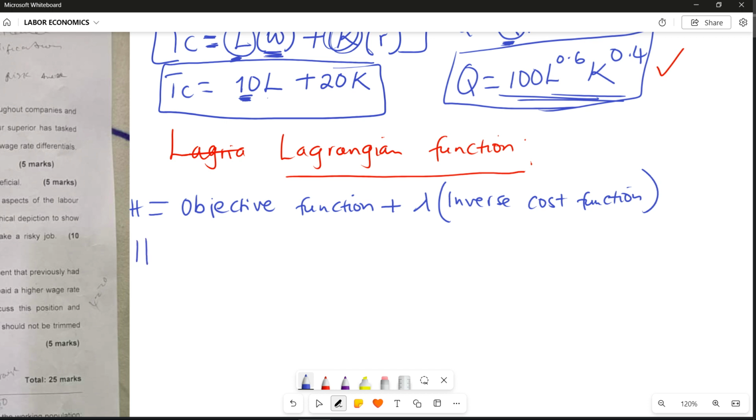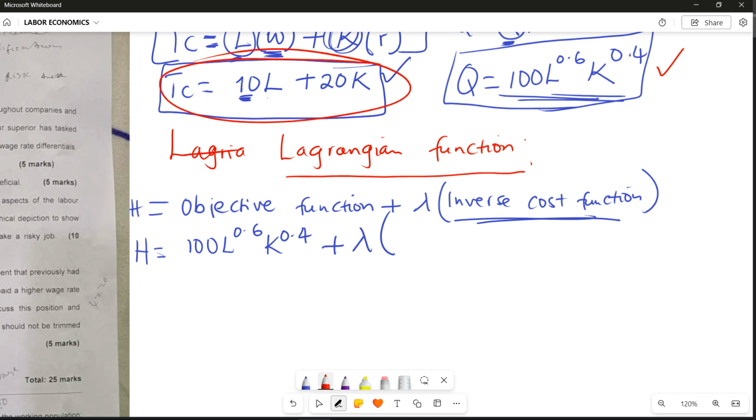Can we come up with this function? Yes, we can, because now we know that the Cobb-Douglas function itself is the objective function. So the objective function is just 100 L to the power 0.6 K to the power 0.4. To this objective function, we're going to add lambda, open brackets. Now, how do we put the cost function? Remember that the cost function is this one: total cost is equal to 10L plus 20K.